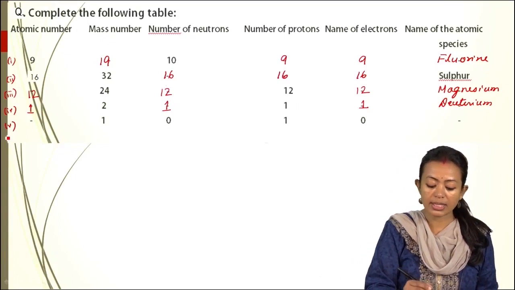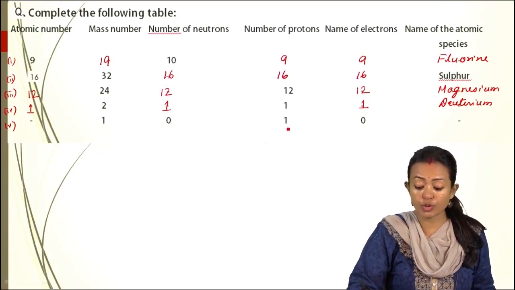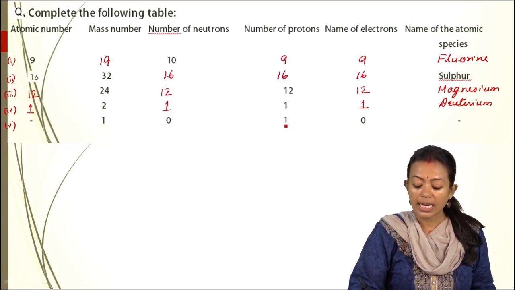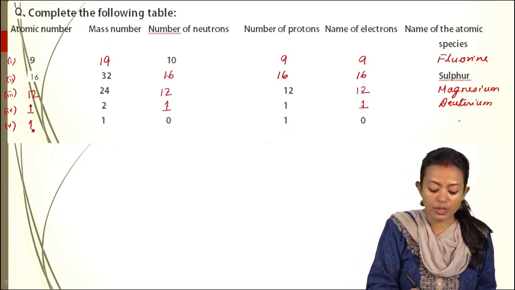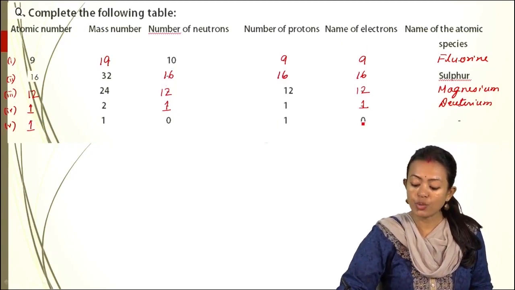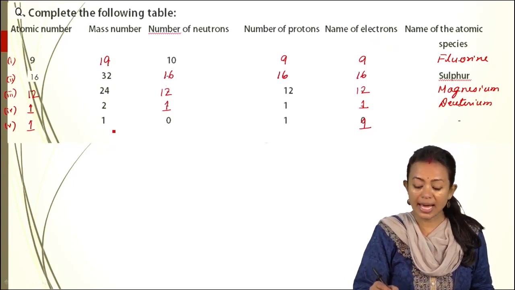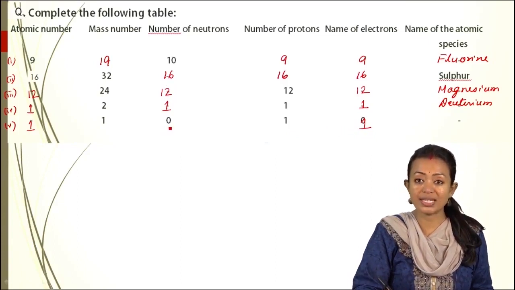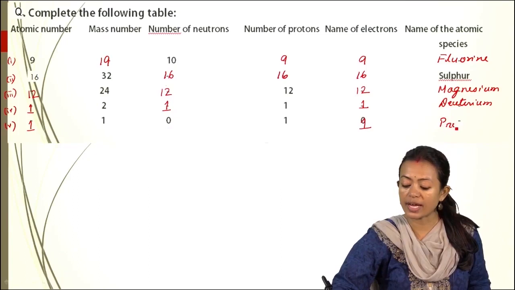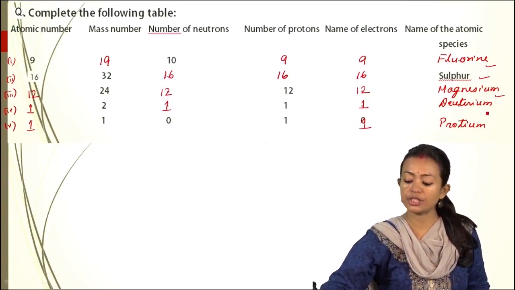The last one, the mass number is 1, the number of neutrons is 0 and the number of protons is 1. Because the number of protons is 1, definitely the atomic number is 1 and the number of electrons would also be equal to 1 because in a neutral atom the number of protons and electrons are equal. And here, because the number of neutrons is 0, definitely it is one of the isotopes of hydrogen, which is protium. So we see the species are fluorine, sulfur, magnesium, deuterium and protium.